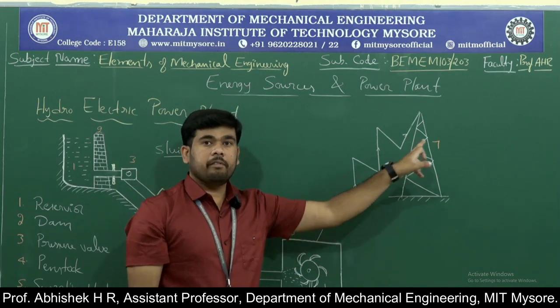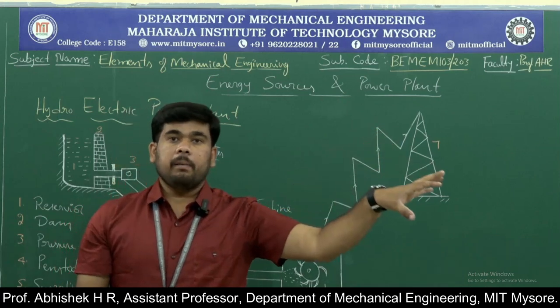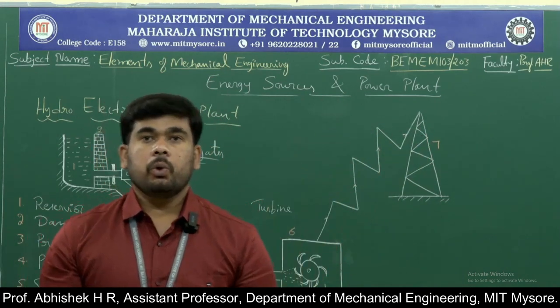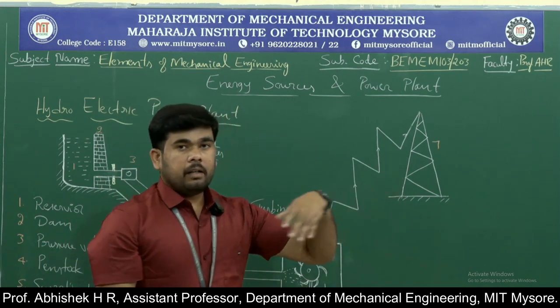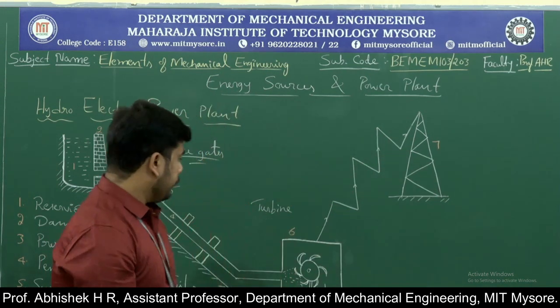After generating the electricity, it is supplied to the transmission tower wherever the electric grid has been established. There we store or save this energy, and afterwards we can supply it to the required area.